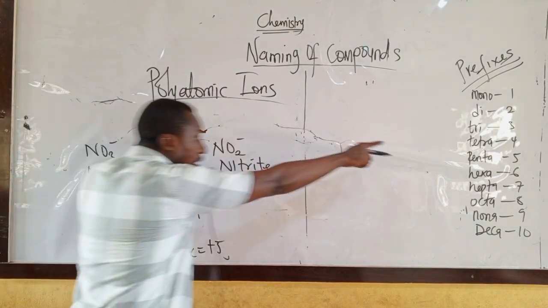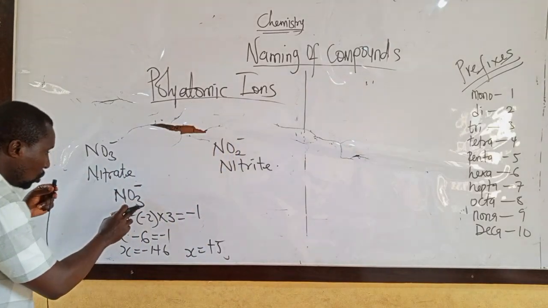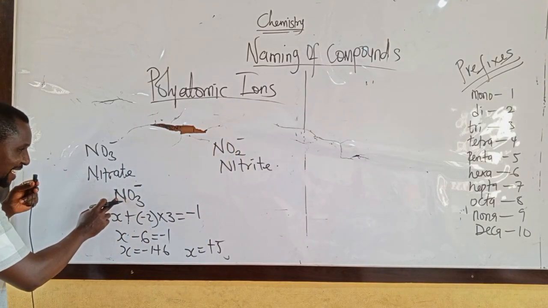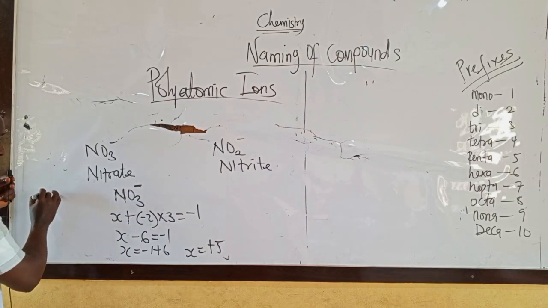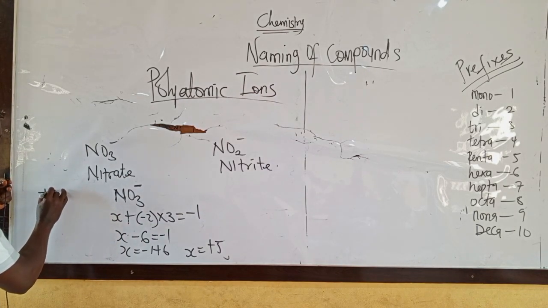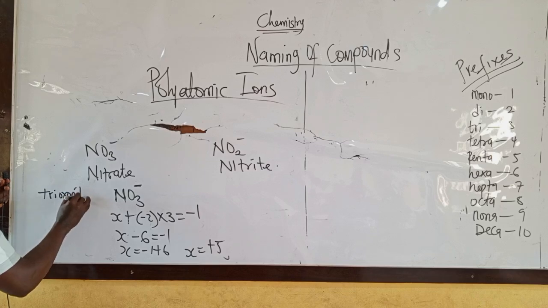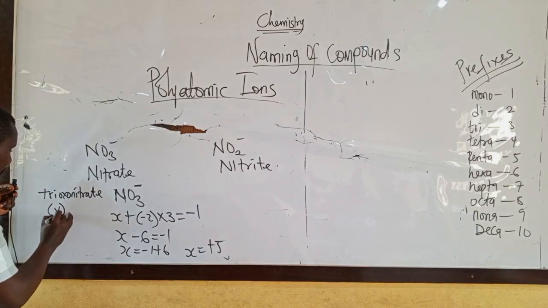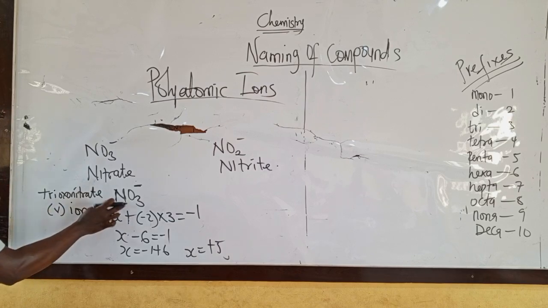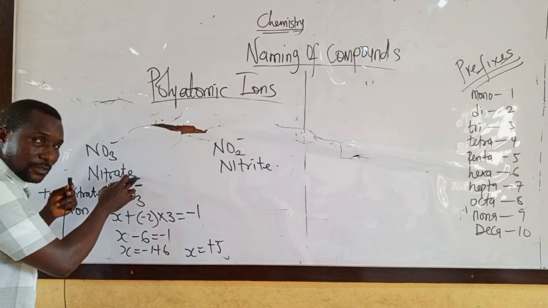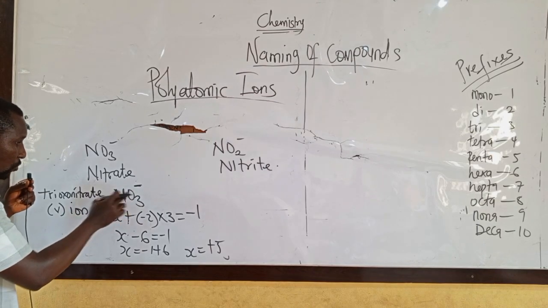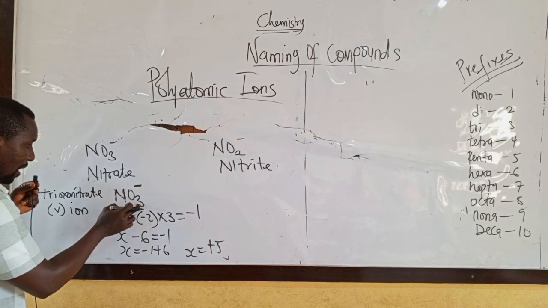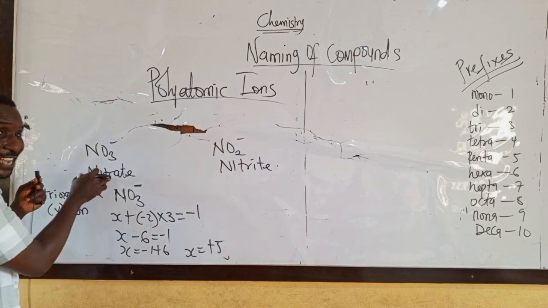What is 3? 3 is tri. I will say trioxonitrate(V) ion. That is the name, with the (V) in Roman figure. Trioxonitrate(V) ion. Take note, that's the name. Or you can call it nitrate. Or you can say trioxonitrate(V) ion. Trioxonitrate(V) ion or nitrate.